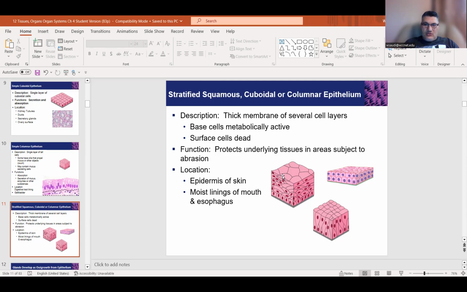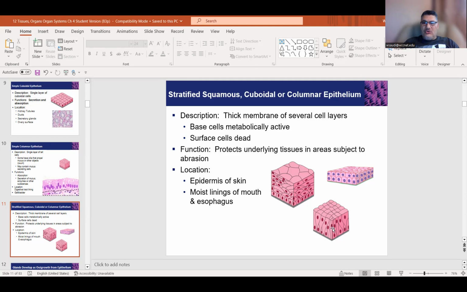In this one right here, this is multiple layers. Okay, stratified. Next, stratified what? Show me the top layer. The top layer is flat. So it is stratified squamous. How about this one? This one is easy. It is cuboidal and it is multiple layers, so stratified cuboidal. How about this?